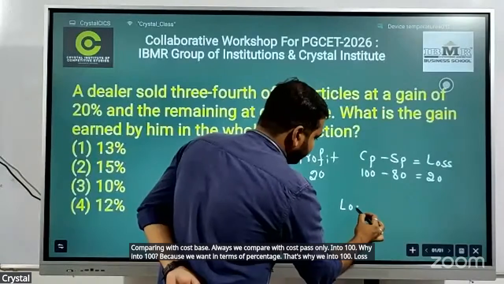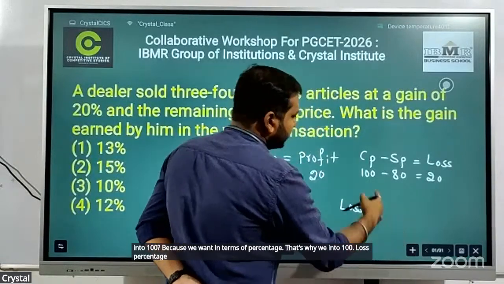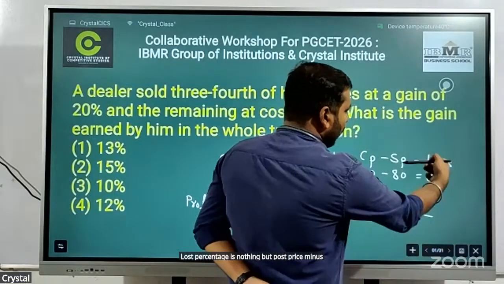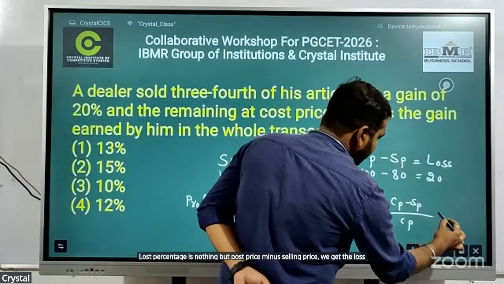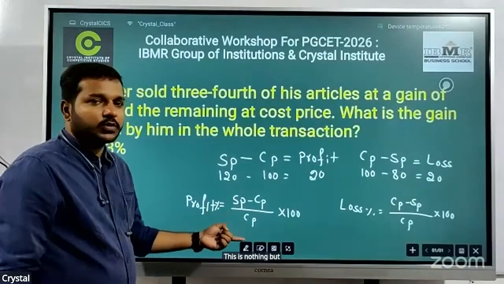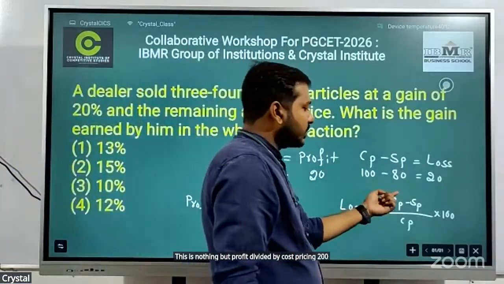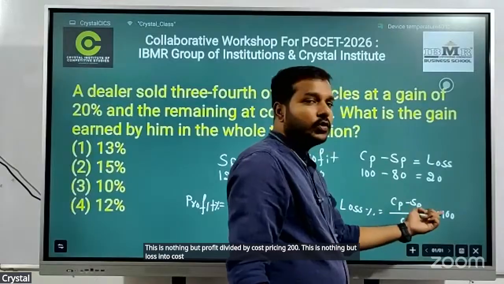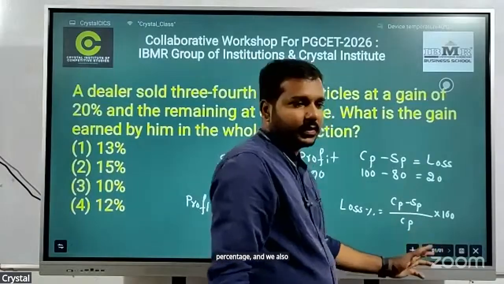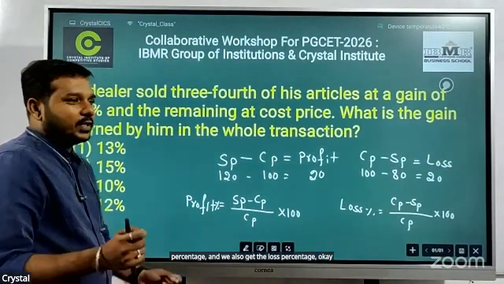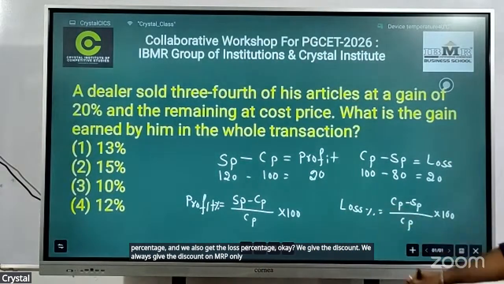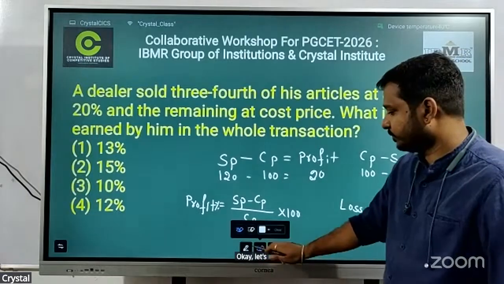Loss percentage. Loss percentage is nothing but cost price minus selling price, which gives the loss, divided by cost price into 100. This is profit divided by cost price into 100, and this is loss divided by cost price into 100. We get the profit percentage and we also get the loss percentage. Okay. We give the discount always on MRP only. Okay, let's do this question.